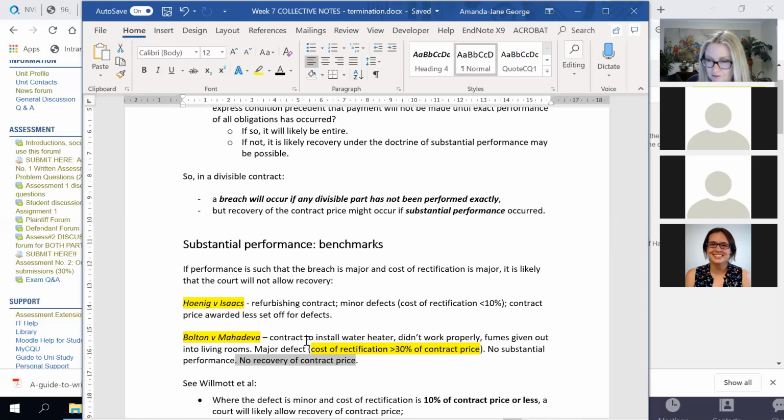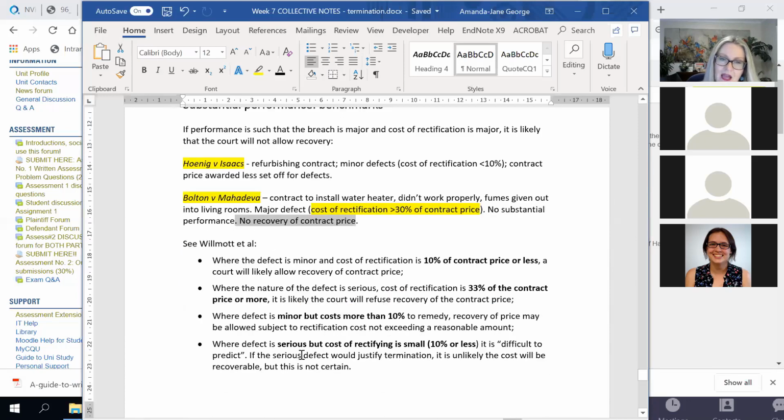I have another question. With those two cases, is one of the big factors also livability? Like the issues in the first one, Hoenig v Isaacs, were a bookcase and things that sit in your house but aren't necessities, whereas the other one was a water heater and fumes that went into just how they're living. And I think also, like you said, the percentage. So is that something important in substantial performance, that if it's something that interferes with your life?